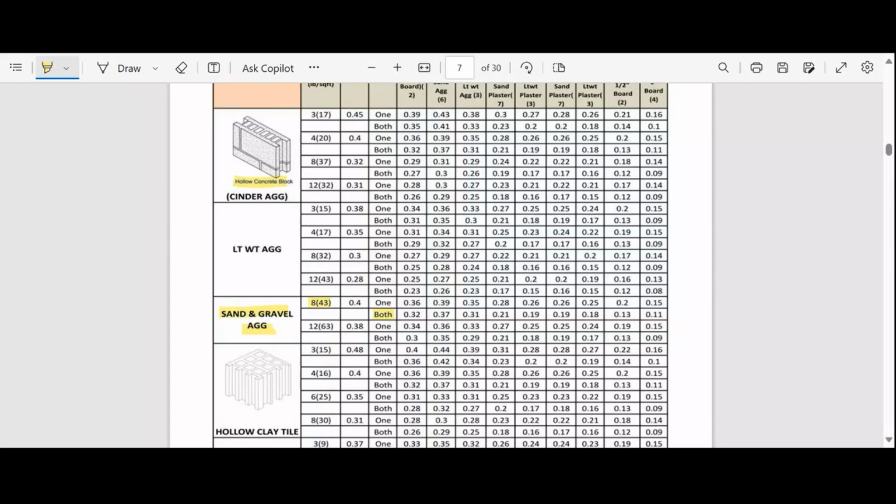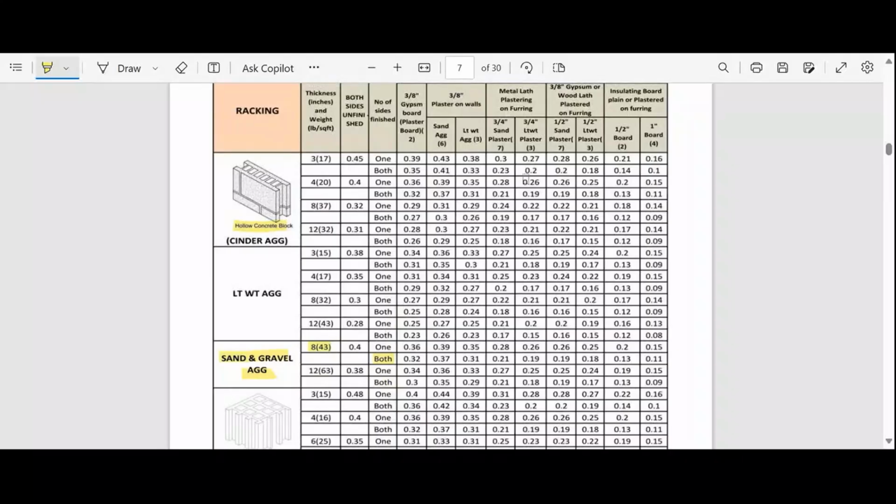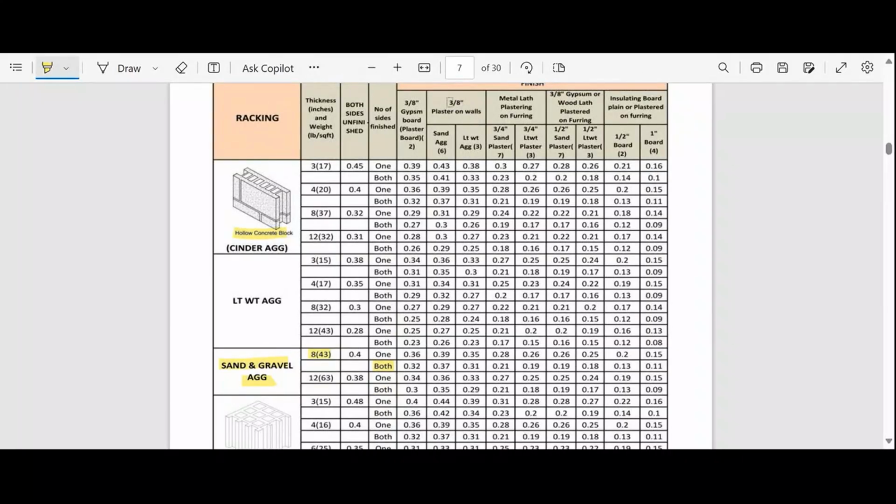Okay, so I'll come back to here. Here we are. So the wall is made, sorry, partition is made of hollow concrete block with a mixture of sand and gravel aggregate of 8-inch thickness. Both sides finished with 3 by 8-inch plaster walls. You can see 3 by 8-inch plaster walls with a mixture of lightweight aggregate.